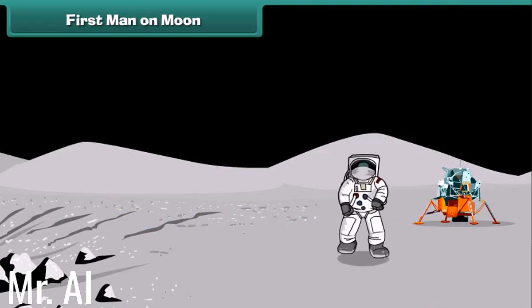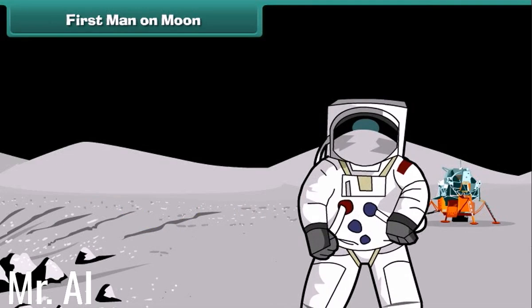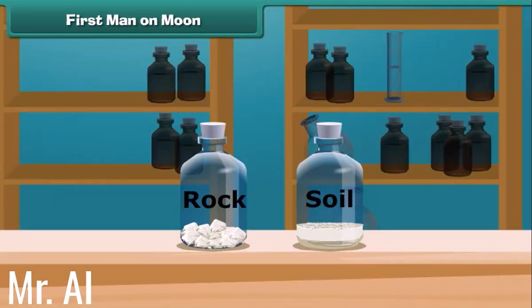They were dressed in specially designed spacesuits and carried life support systems on their back. They performed several experiments on the Moon and collected samples of soil and rock for further research on Earth.